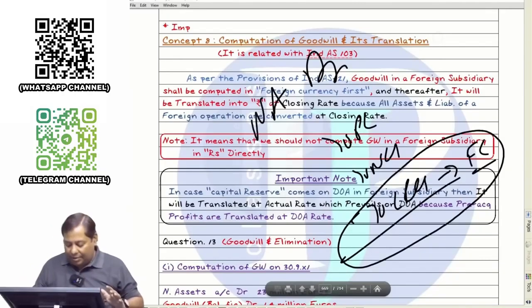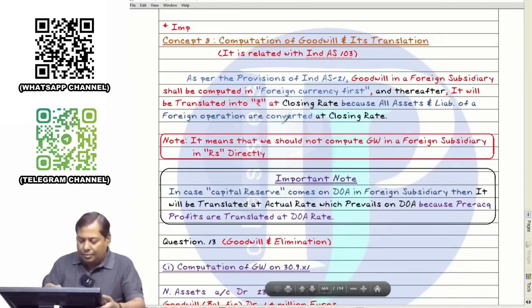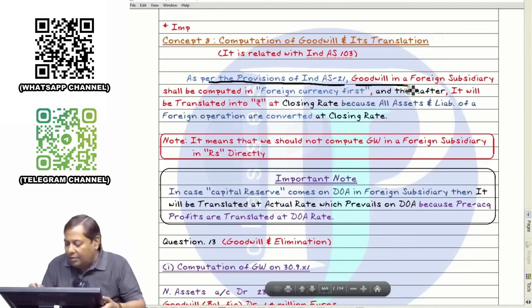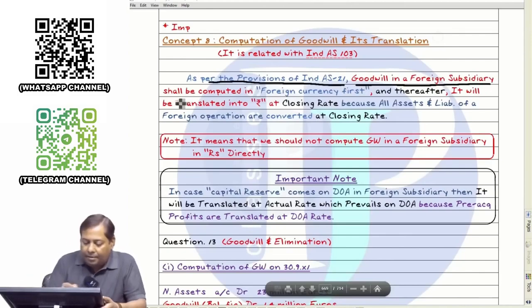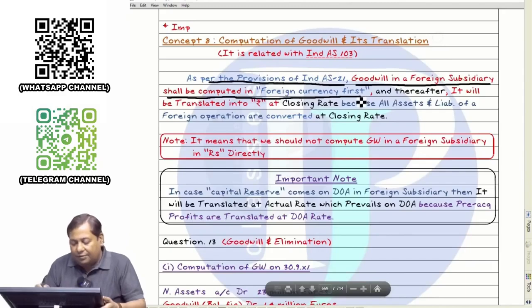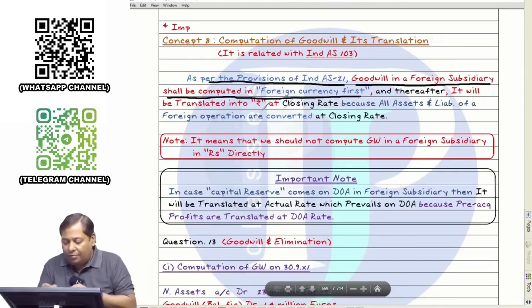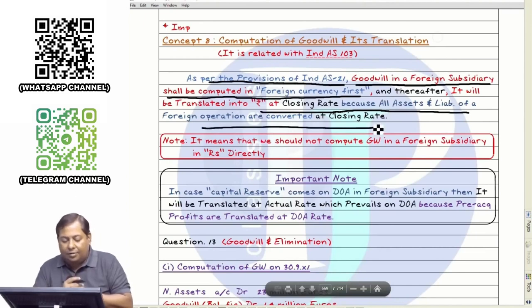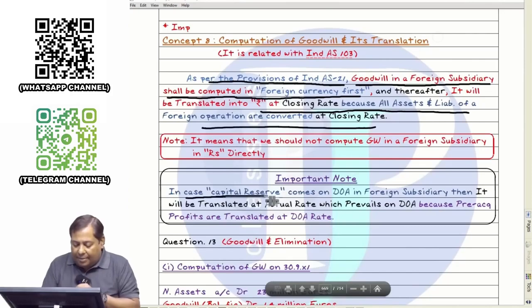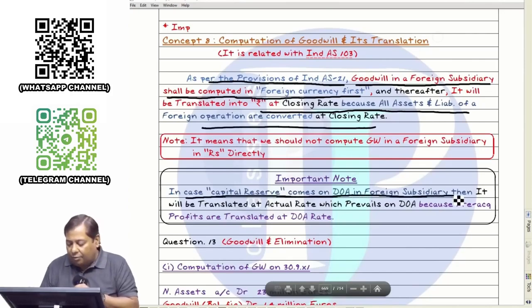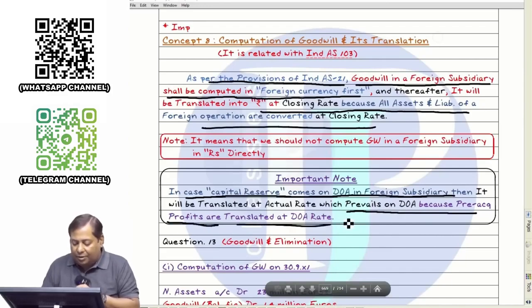I have already told you all this. See here, as per Ind AS 21, goodwill in a foreign subsidiary shall be computed in the foreign currency first. Find goodwill, then translate it at the closing rate, because all assets and liabilities convert at the closing rate. Next, if a capital reserve comes in on the date of acquisition in a foreign subsidiary, then you know which rate to apply on the pre-acquisition profit.